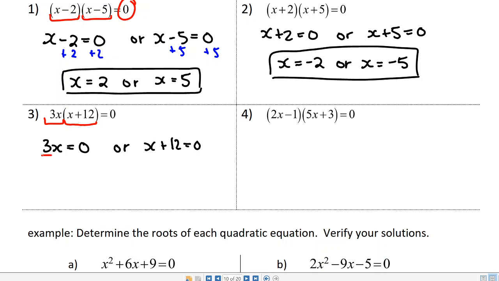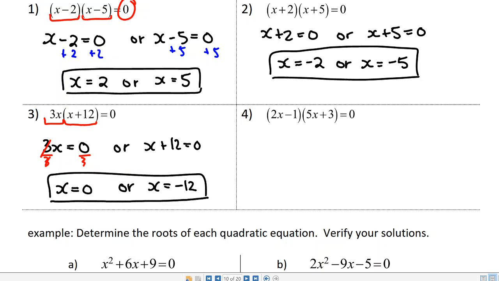Okay, and then we're still just solving. So in this case, we'll just divide both sides by 3. x is still equal to 0, or x is equal to negative 12. Okay, so even if it's not in a bracket, even if there's not a plus or minus, it's still a factor. Make sure you include it. Otherwise, you're losing half your answers.